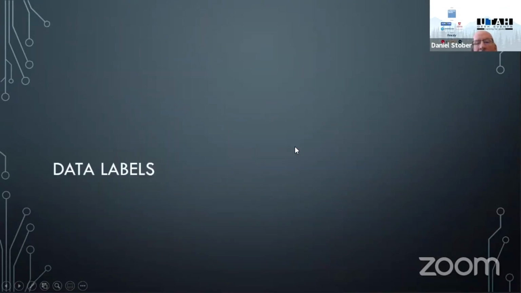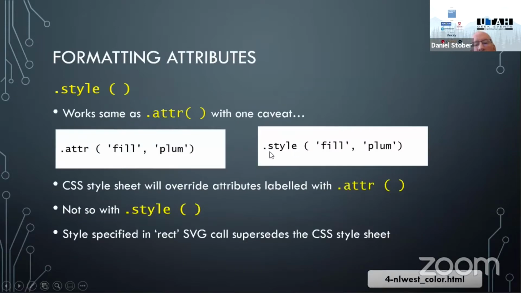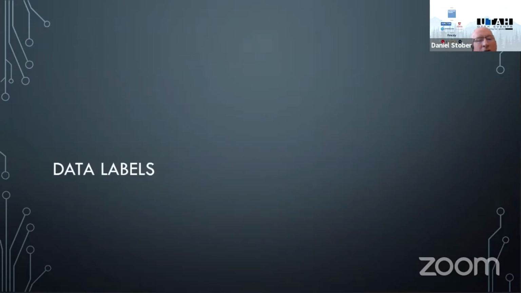Instead of using ATTR, I can use style as a part of the D3 call. And because of the model of cascading style sheets, the cascading means that the most specific one is the one that would be used. So in this case, if I had it on a particular element with a style tag, then that would override anything that's in the general CSS style sheet. That example is on NL West Color 4, and you can comment out the various components to see how the colors work.